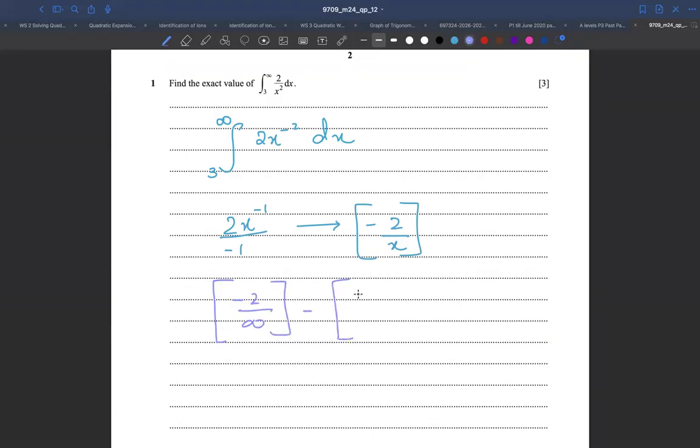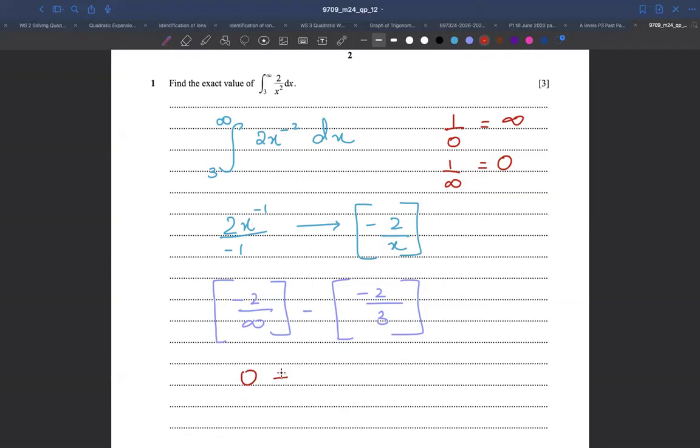subtract the lower limit, minus 2 upon 3. Minus 2 upon infinity, please do not get confused with this. I'm just writing it, note it down somewhere. If 1 upon 0 is infinity, then 1 divided by infinity will be equal to 0. Infinity came here, 0 went there. So any number divided by infinity will be 0.